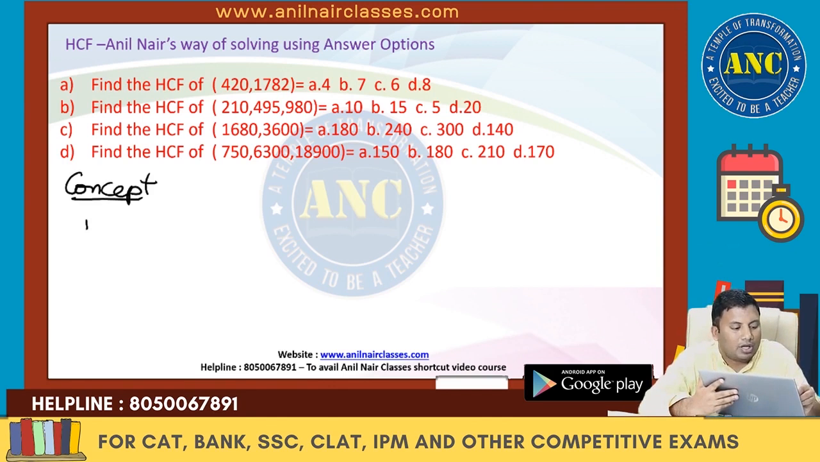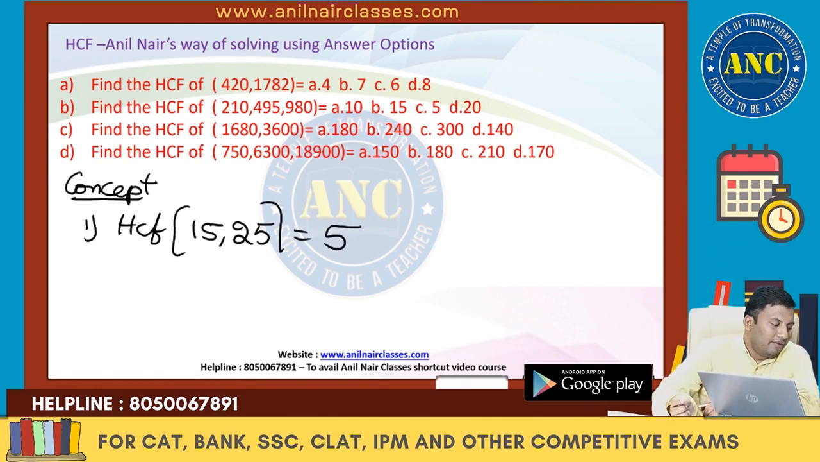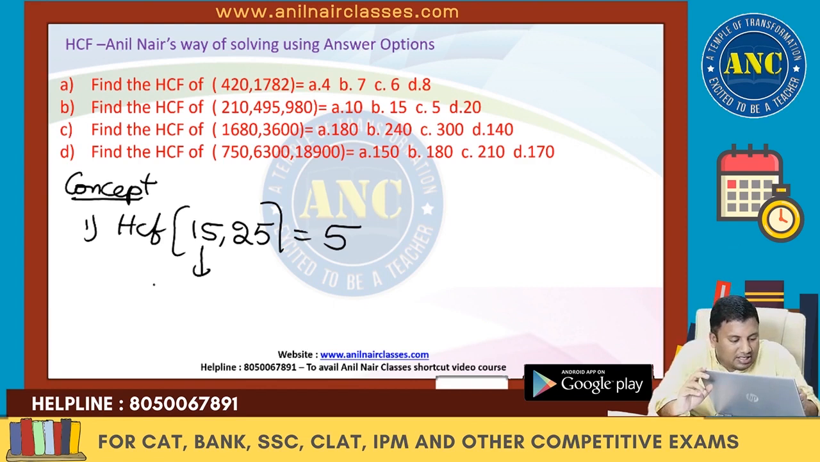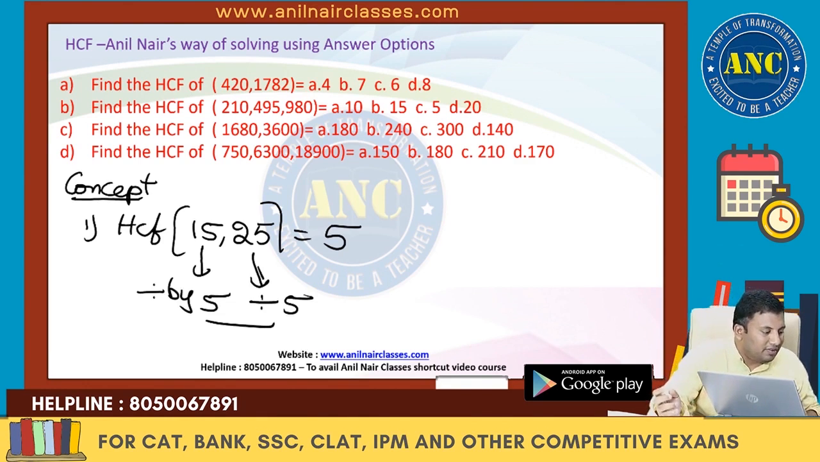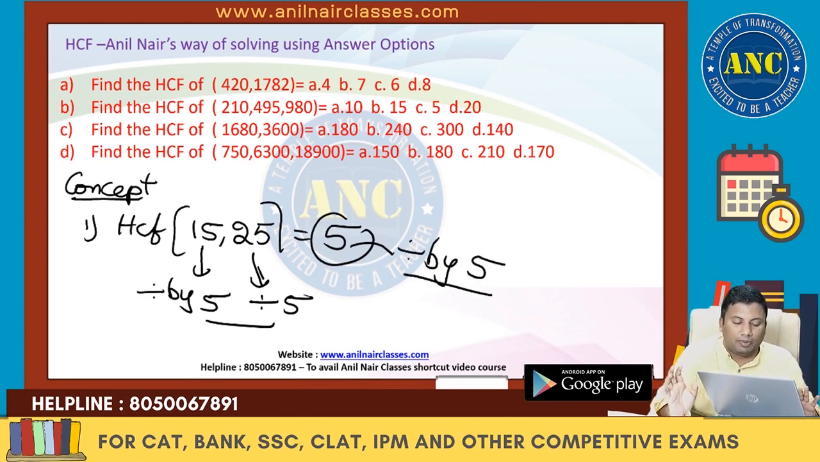Concept. I was discussing this: HCF of 15 comma 25 is 5. Now see here. Diksha, I will come to you. Please hold, let me complete this concept. 15, 25 is 5. If this is divisible by 5, and this is divisible by 5, the answer should also be divisible by 5.